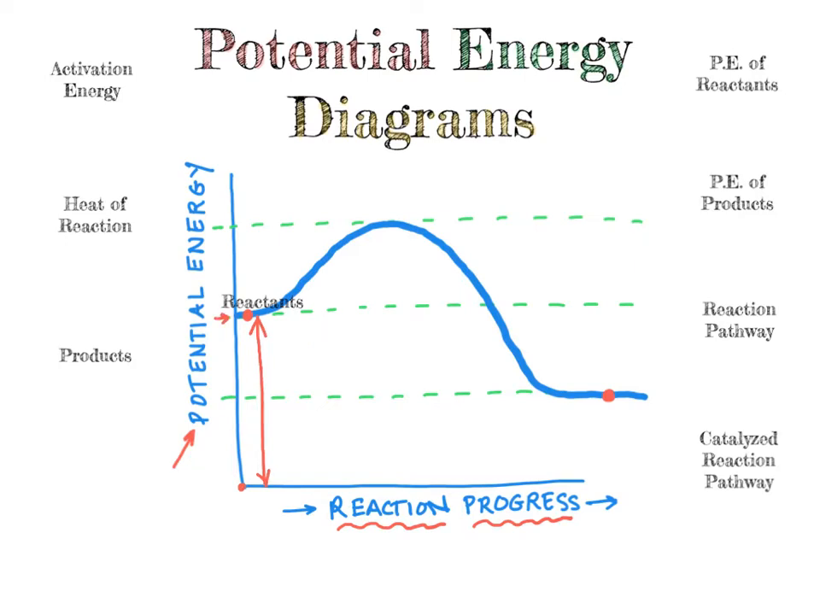So if we had numbers, we'd be able to give that a number, right? But even if we don't have numbers, we can see that they're not at zero. They have a certain amount of energy. So we could label that as the potential energy that the reactants have. So it's the potential energy of the reactants. I can put it right here, right?